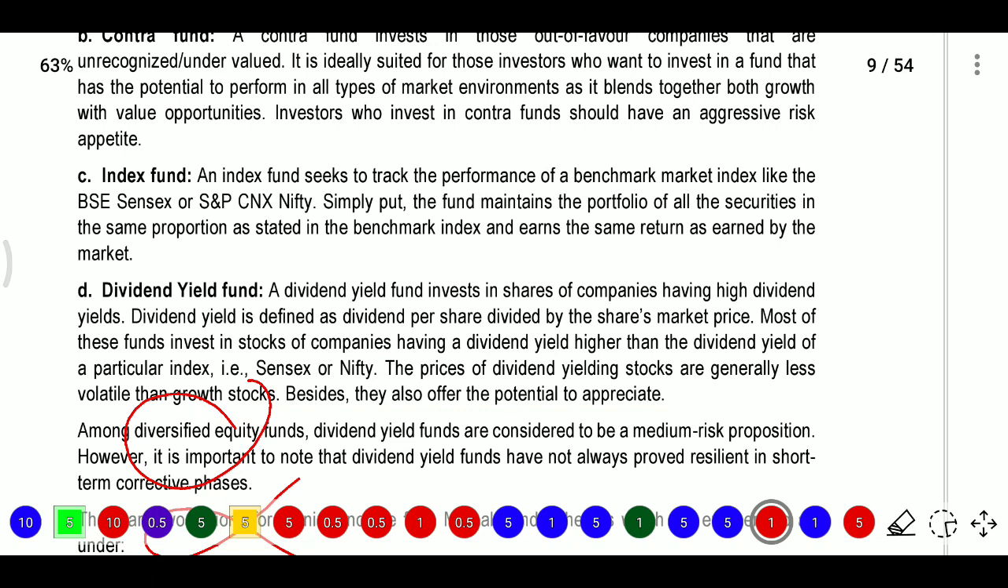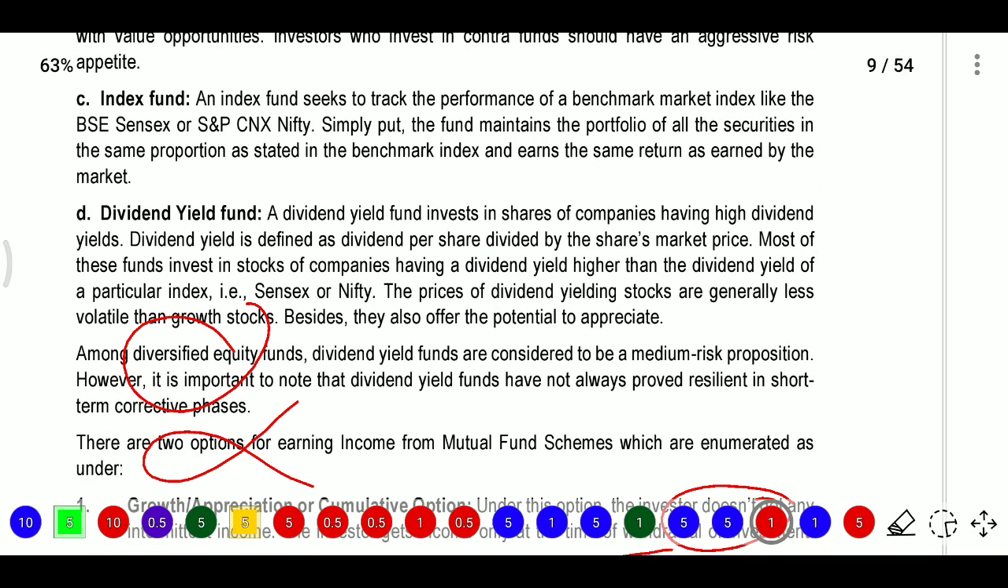So simply put, the fund maintains the portfolio of all securities in the same proportion as stated in the benchmark index and earns the same return as earned by the market. So different companies will be there in this index. You can invest in that index, and you will get the same proportion of whatever the market is getting, that is an index fund.